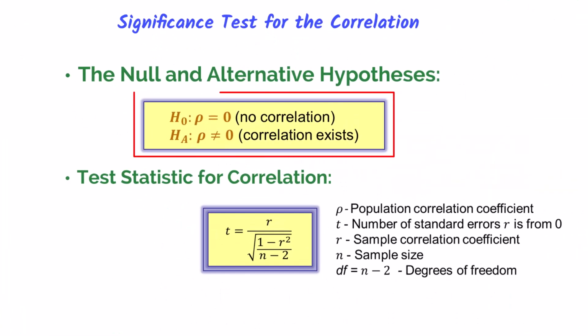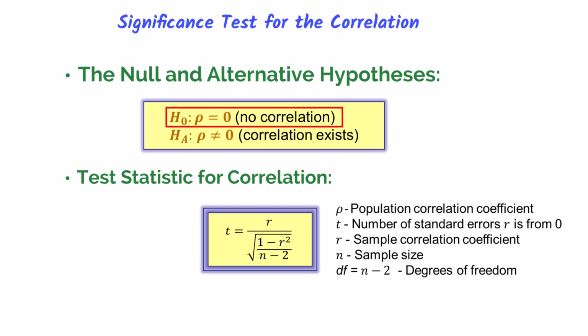The null and alternative hypotheses are stated like this. This Greek letter here is not P, it's pronounced rho. Rho represents the population correlation coefficient, so when rho equals 0, that means there's no correlation. But if rho doesn't equal 0, that means some correlation exists. If rho turns out to be negative, we have a negative correlation. If rho is positive, then we have a positive correlation.